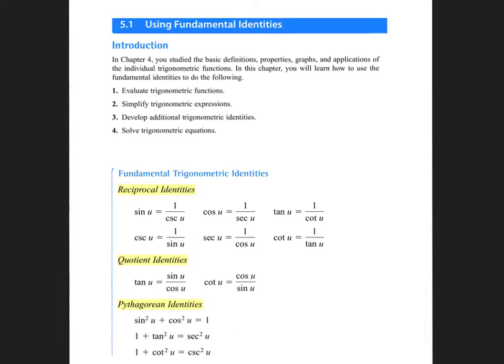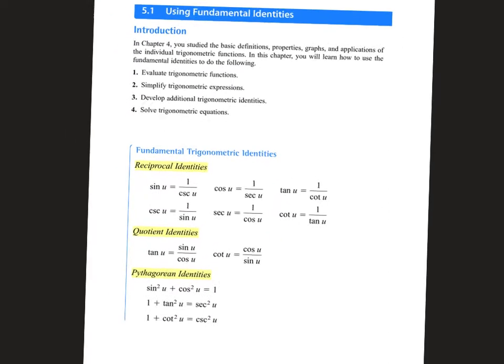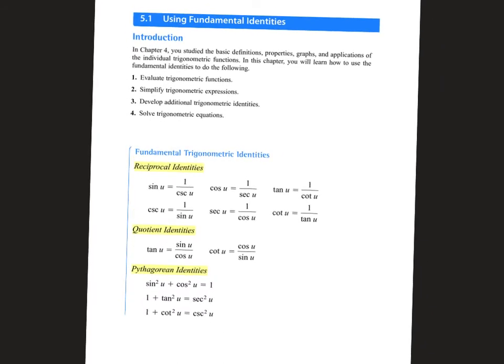Everybody, pull up section 5.1. We're talking about using fundamental identities. We will use this chart and the one on the next page continuously for this chapter. You are not going to be expected to memorize any of this stuff. If you're in class and we have a test or quiz, I will give you these identities. At home, you can use them.